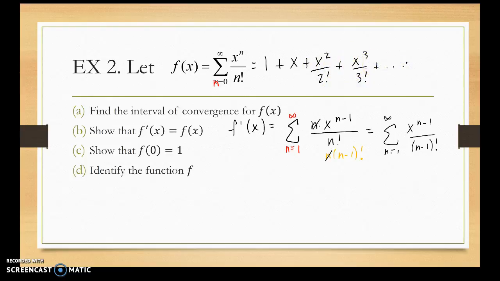Okay, so now let's list some terms of the derivative. Let's go back to how the series is defined. So when n is equal to 1, I get x to the 0 over 0 factorial. When n is equal to 2, I get x to the first power over 1 factorial. When n is equal to 3, x squared over 2 factorial. N is equal to 4, I get x cubed over 3 factorial. So I've just shown that they are equivalent to each other.